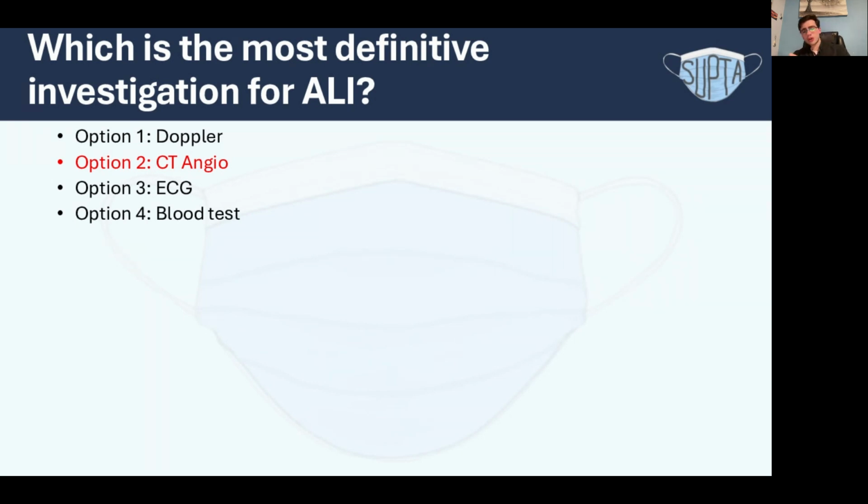ECG is something that could be done. Obviously, I've already mentioned you could do it for AF. You could do it to check for PE, which could happen as a result of a DVT, like Yusuf mentioned, and you can do all sorts of blood tests that we've mentioned as well.